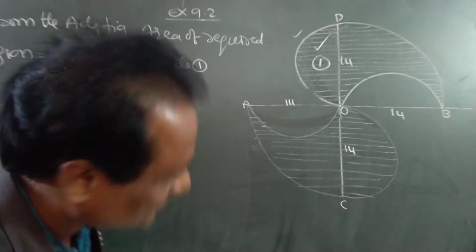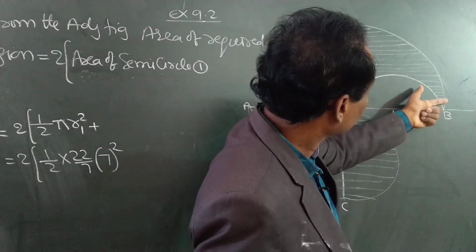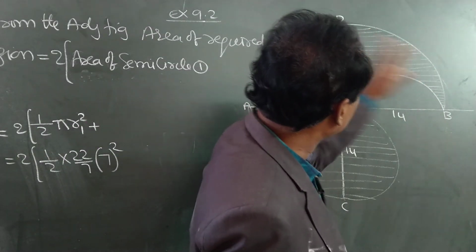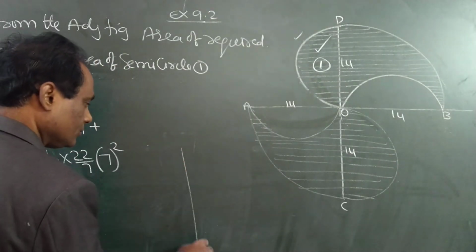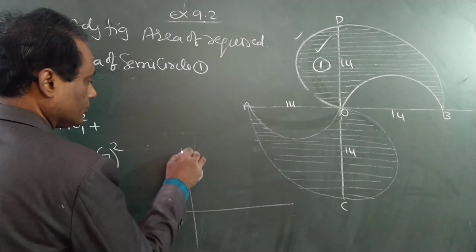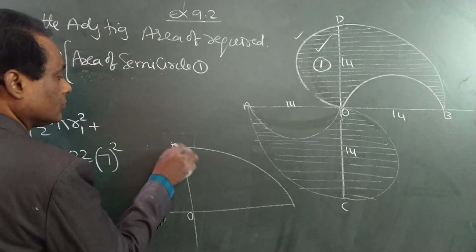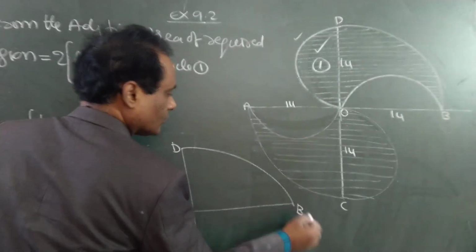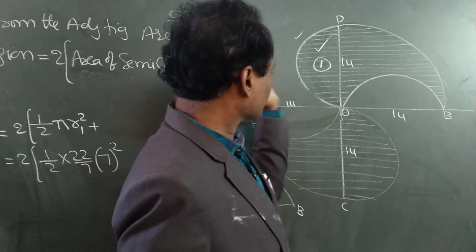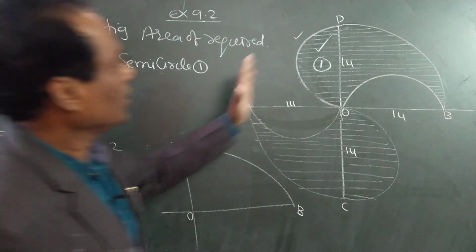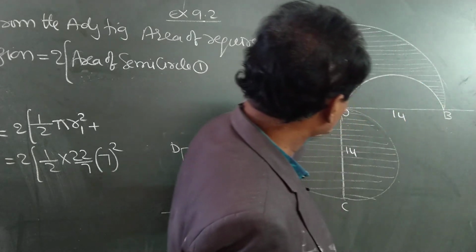Now, what is the bigger one? This right side of this line, this bigger one. See here, I am drawing separately. This is over, no? So I am not drawing it. It is over. Now I am coming to the right side. On the right side, first I will take this total figure.